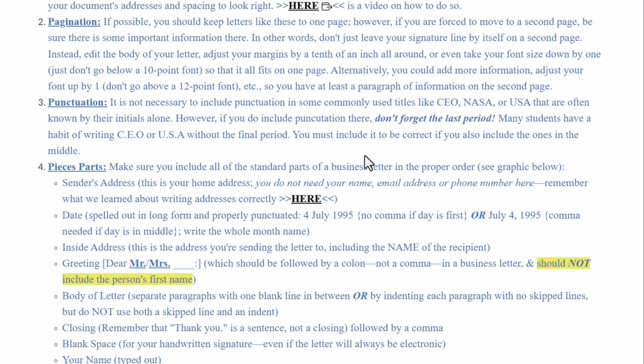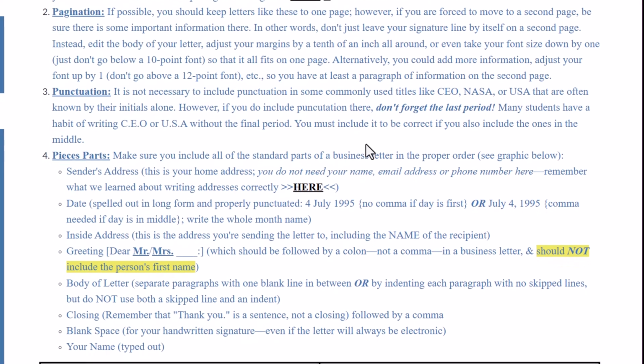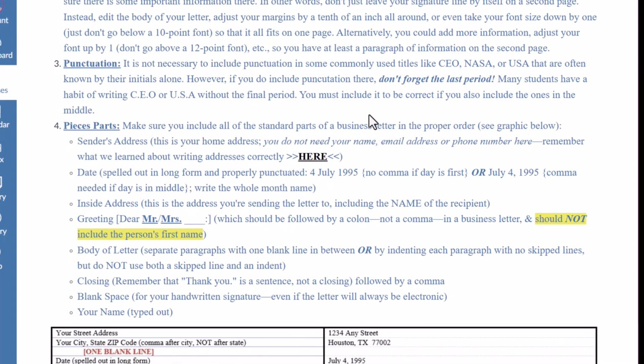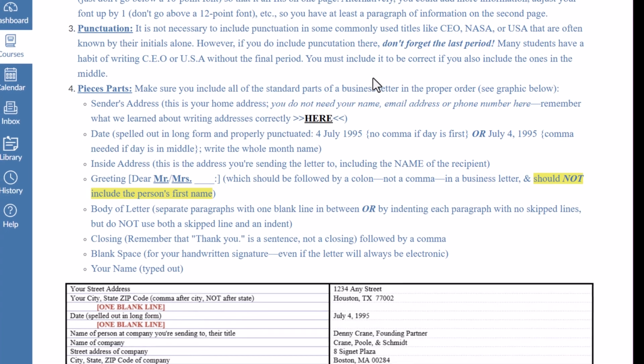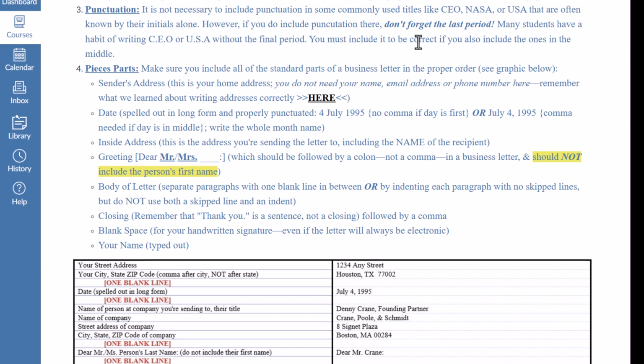However, if you put periods behind the C or the E, you have to put one behind the O. If you put it behind the U or the S, you have to put it behind the A, because that means you're making an abbreviation and that the C stands for something and the E stands for something, and we know that the O also stands for something, so you must have a period there if you use the periods. This is a common issue, so don't make that mistake.